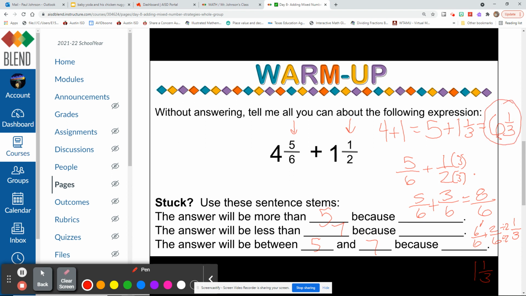So was our prediction correct? Was our answer more than 5? Was our answer less than 7? And was our answer between 5 and 7? Yes to all those things. We did a great job.